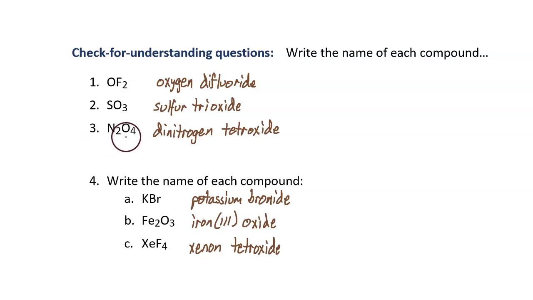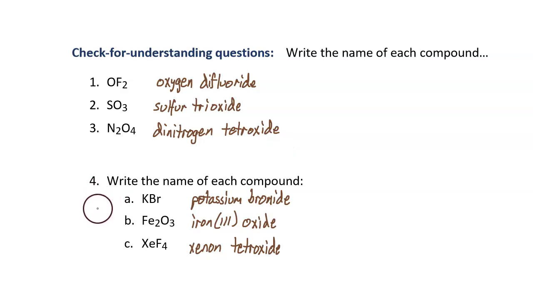Number three, nitrogen and oxygen are both nonmetals. It's molecular. We need to think about prefixes. Two nitrogens is dinitrogen, and the four oxygens is tetroxide. Instead of saying tetraoxide, which has a double vowel, just say tetroxide. Number four, write the name of the compound.